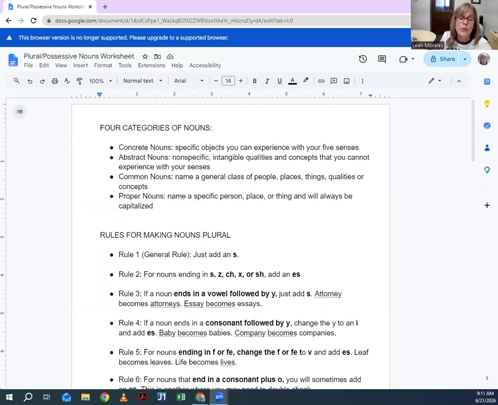I will say, when in doubt, you can always look it up. That is the beauty of living in the digital world: your software will probably alert you, or you can look it up. But we do need to start to sort of understand some of the rules.